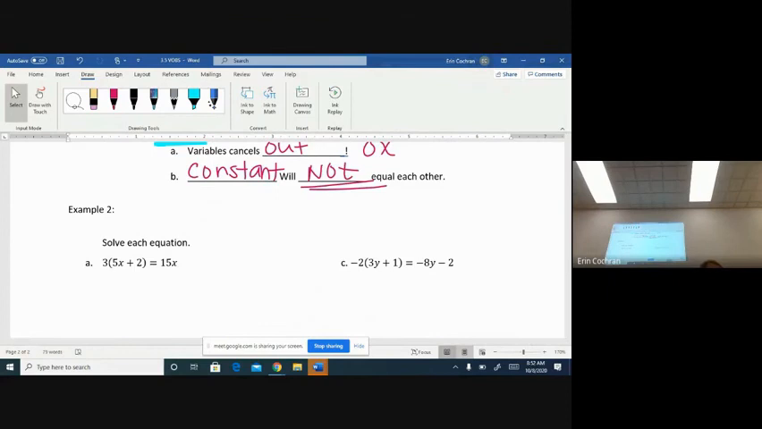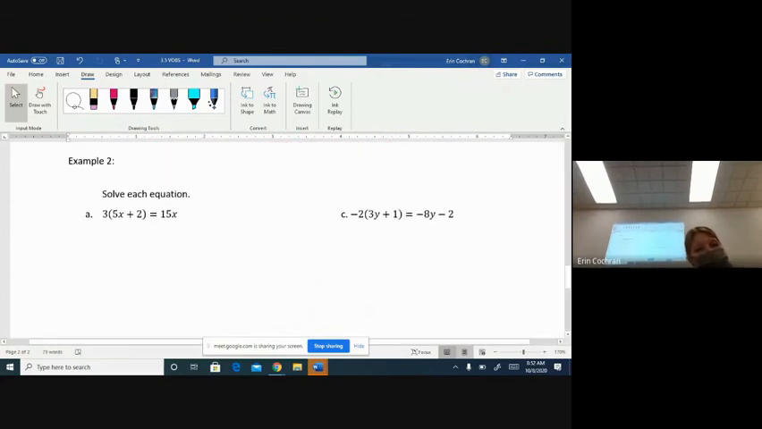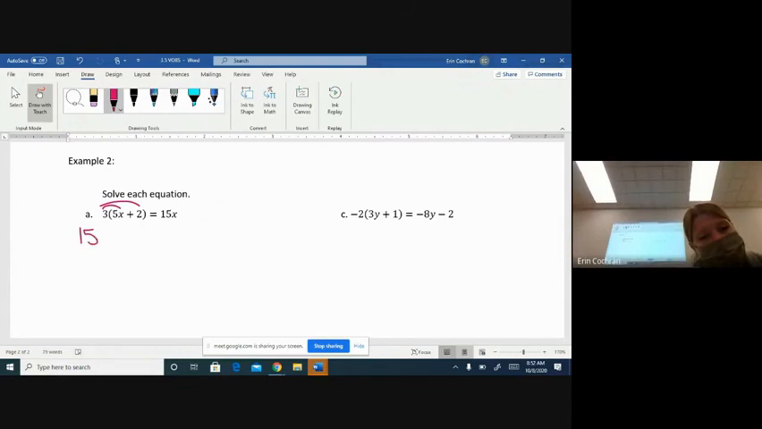All right, so what would you do in example 2, part A? What would be my first step to solve that? Oh, I'm sorry, Peter. Distribute, thank you, yes. So 3 times 5x, 15x, good. 3 times 2, 6.